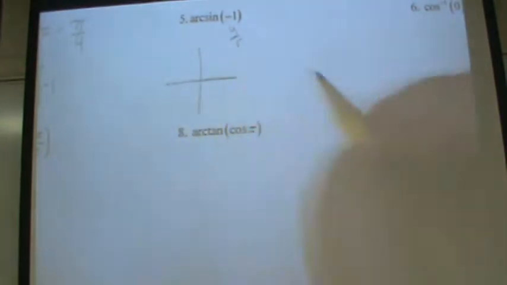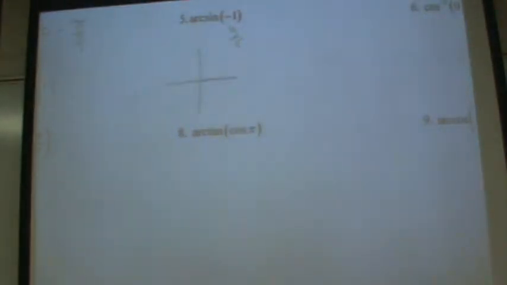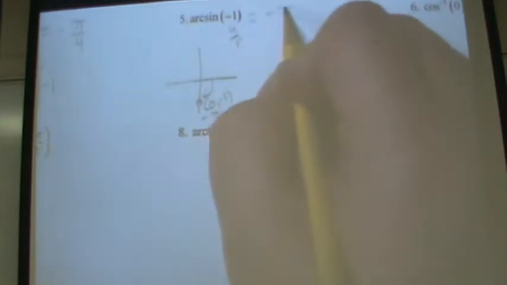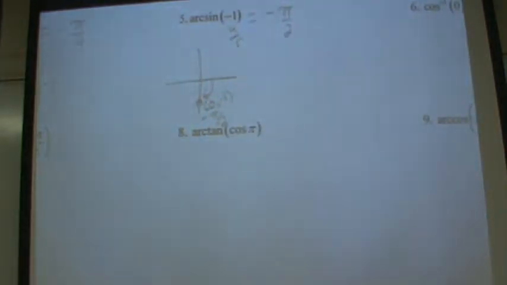So where on our coordinate plane is y equal to negative 1? Right here is 0, negative 1, and that is negative pi over 2. If we rotate back, it's negative pi over 2. Alright.